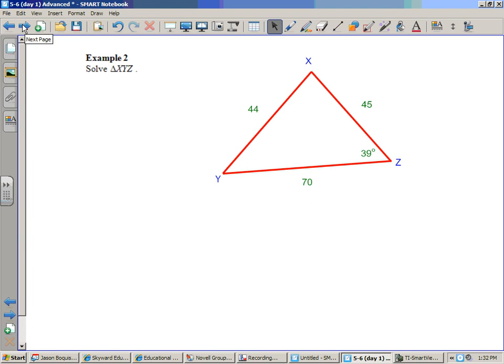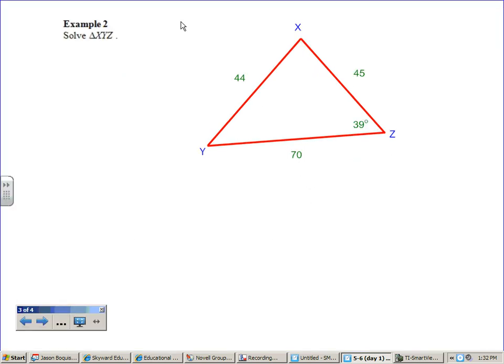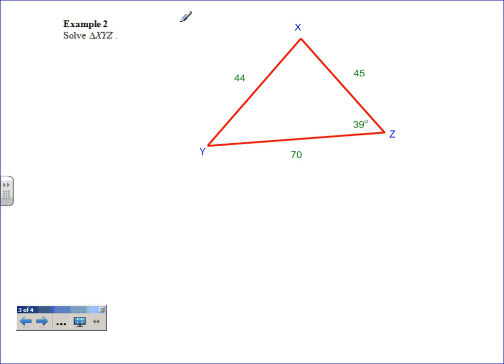Solve the triangle. Well, do we have a pair? So let's see here. My pair would be what? Sine of 39 degrees over 44. What was my suggestion? Go for or use the smallest one remaining. So which is going to be smaller, angle X or angle Y? Y is going to be smaller, so let's go for that one next.